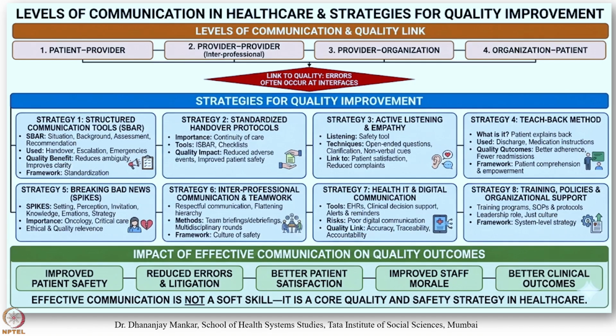Strategy 8 can be training, policies, and organizational support. This has been found to be a very traditional way of improving communication by training people, which can be in-house or on deputation. Standard operating procedures and protocols are one very effective way of dealing with the issue of how organizational support can be provided when you are teaching your staff to adhere to the SOPs, or prepare SOPs, and meet the protocols.